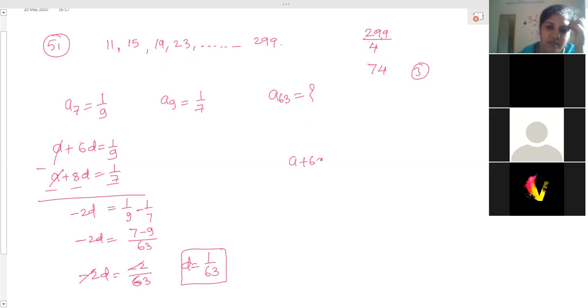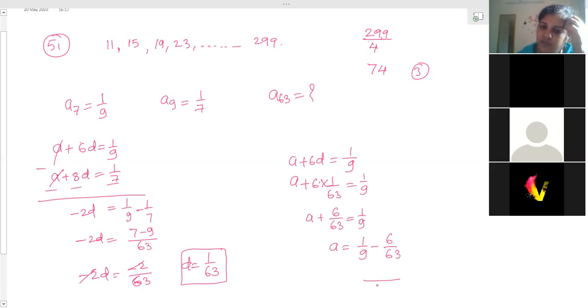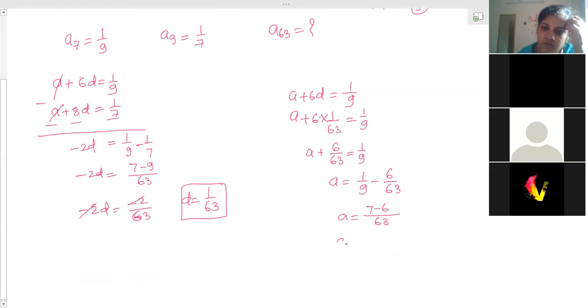A plus 6D is equal to 1 by 9. A plus 6 into 1 by 63 is equal to 1 by 9. So A plus 6 by 63 is equal to 1 by 9. Now subtract: 1 by 9 minus 6 by 63. LCM is 63, so here you have to multiply with 7. 7 minus 6 is A. So the value of A will be 1 by 63.